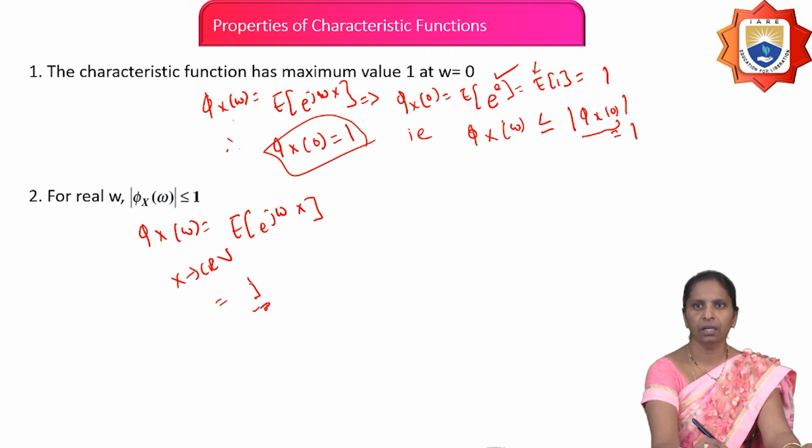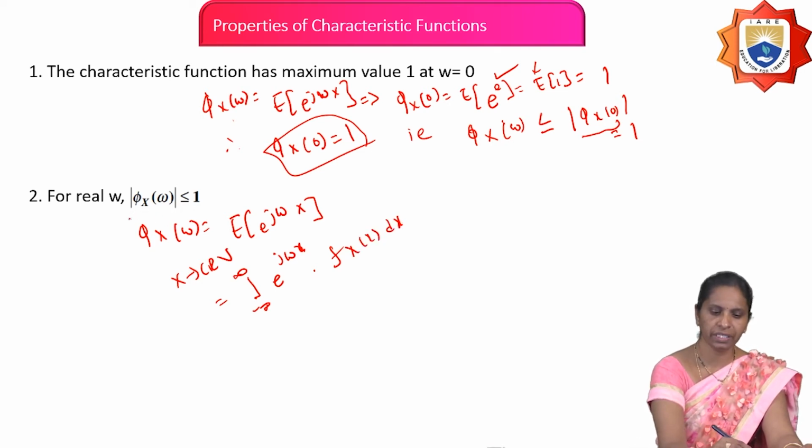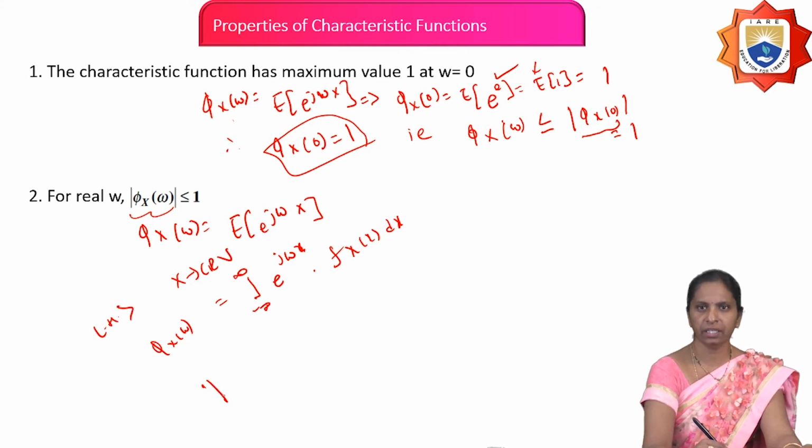So integration from minus infinity to infinity of e power j omega x into the density function, what is the probability density function of the random variable x? f x of x dx. Now you should take the absolute value. First I'm taking only the LHS side. Then take the absolute value: mod of phi x of omega is equal to what? Mod of integration minus infinity to infinity e power j omega x f of x dx.